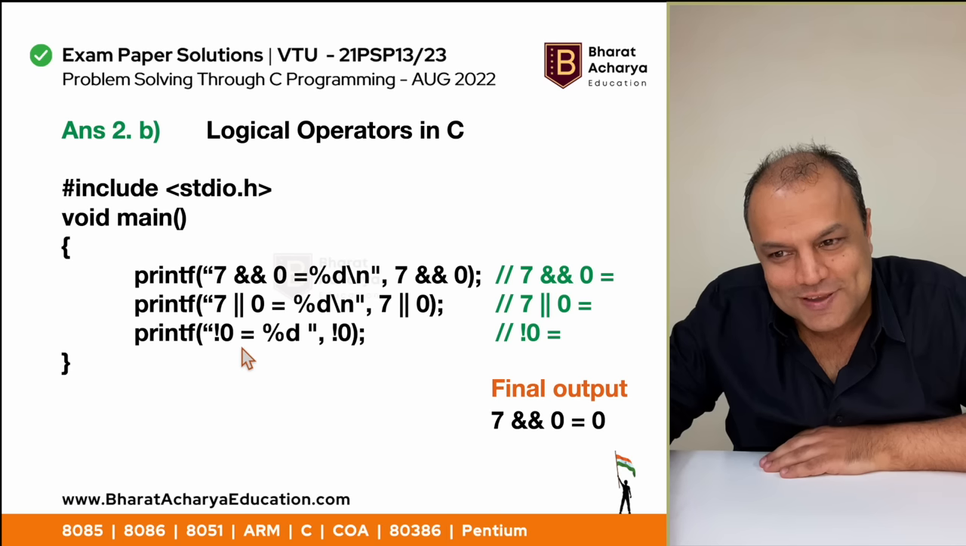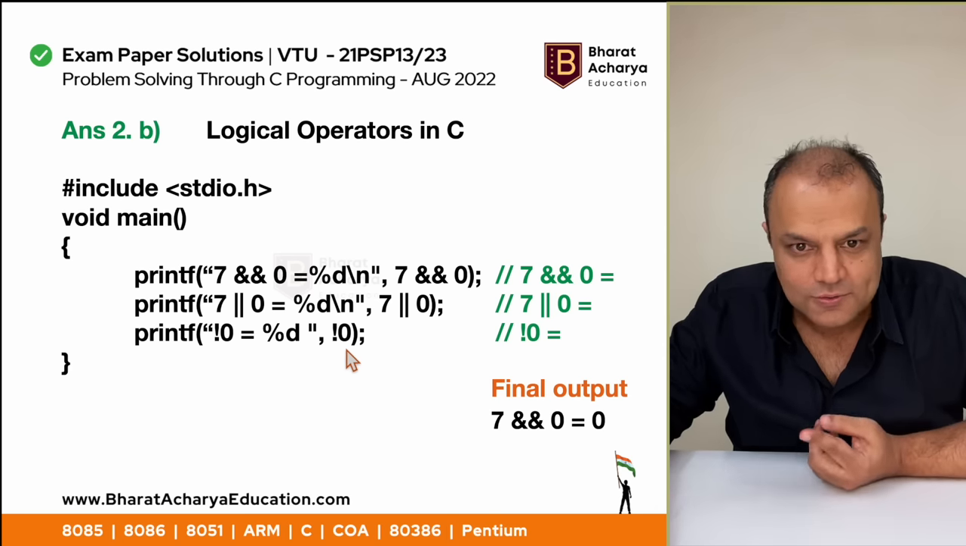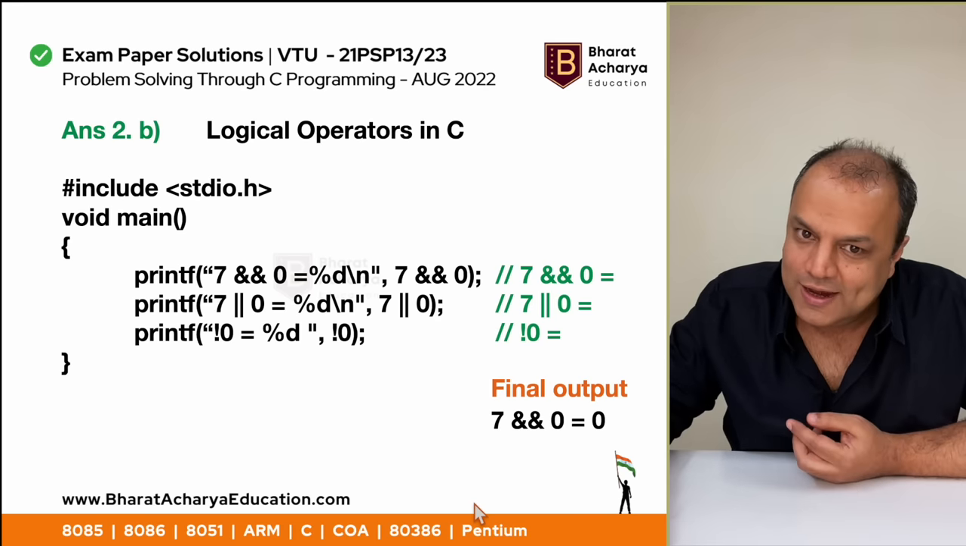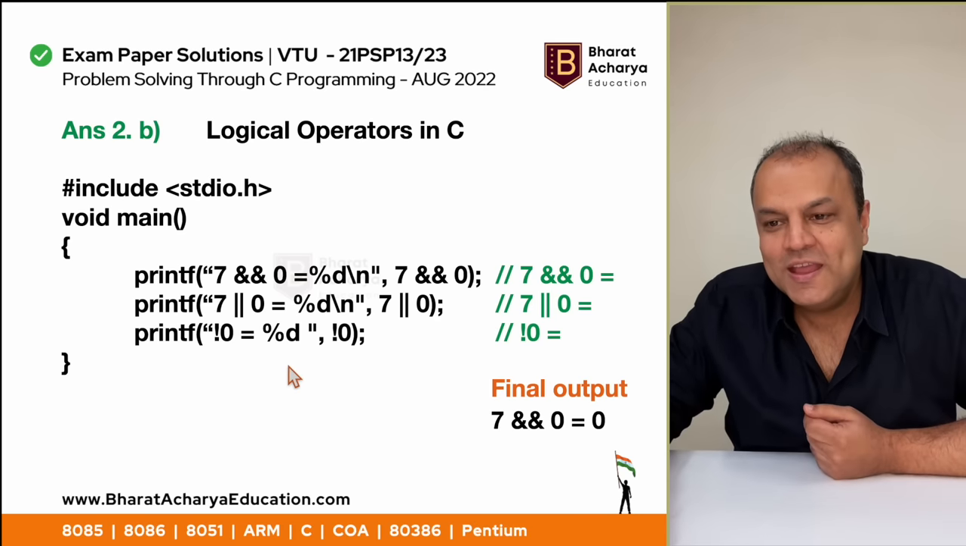Understood? Next one. Before I go to the second one, the third one is so very simple that you can understand. Not 0. What is not 0? 1. Opposite of 0 is false, opposite of false is true. So the output of the third one is 1. That is just a cakewalk that you can understand easily.